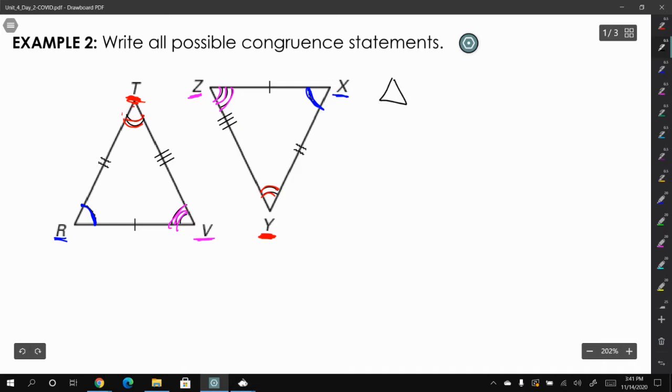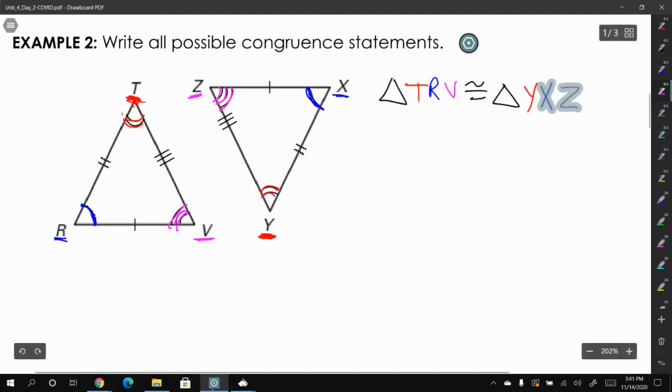Okay, so we're going to color code the first couple of them so you can see what's going on. So let's start with triangle TRV, and that's going to be congruent to triangle... Well, we got to start with the red one because T has 2 angle markings and Y has 2 angle markings. So it must be Y, and then X, and Z. So you must go in that order.